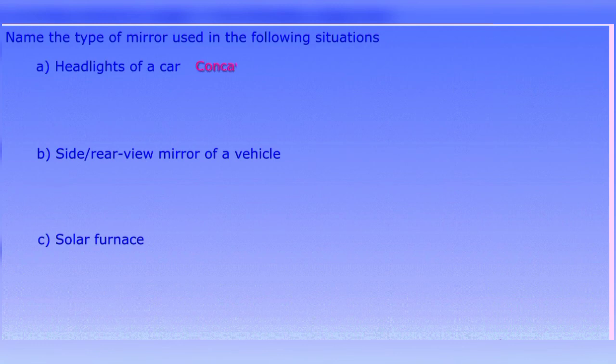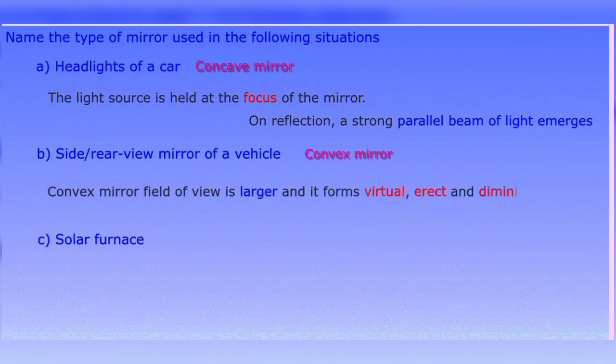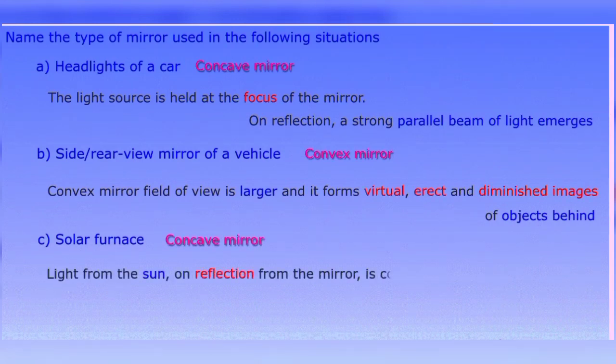The answer to question A is concave mirror. The light source is held at the focus of the mirror. On reflection, a strong parallel beam of light emerges. Answer of B. Convex mirror. Field of view is larger and it forms a virtual, erect and diminished image of the object behind. Answer of C. Light from the sun on reflection from the mirror is concentrated at the focus of the mirror, producing heat.